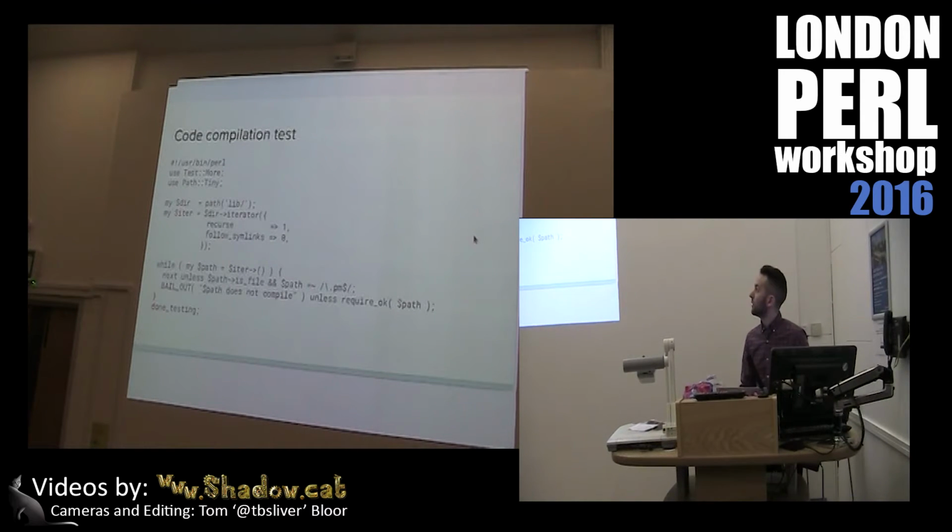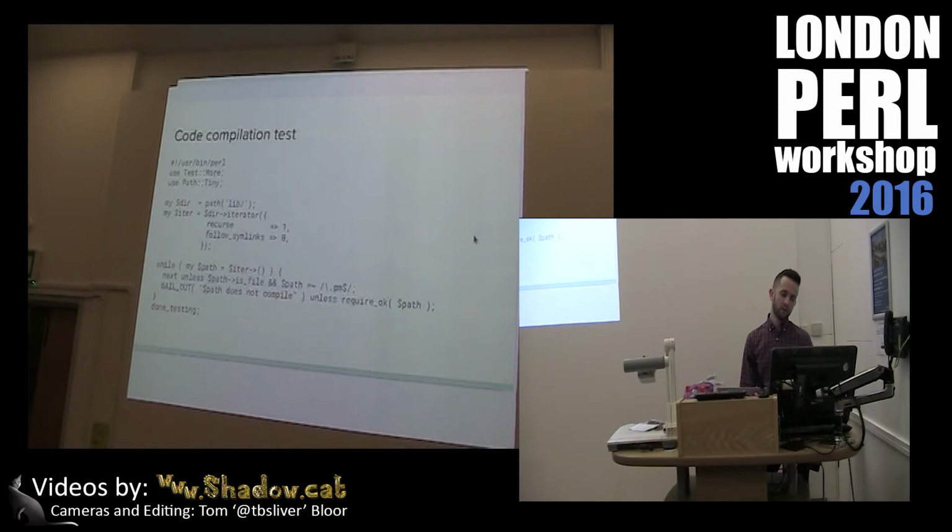So here's an example of a code compilation test. It starts with the shebang line and imports Test::More and Path::Tiny. Path::Tiny is a file manipulation module. It's really useful. And then I create a Path::Tiny object on lib and set up an iterator to recurse through lib.